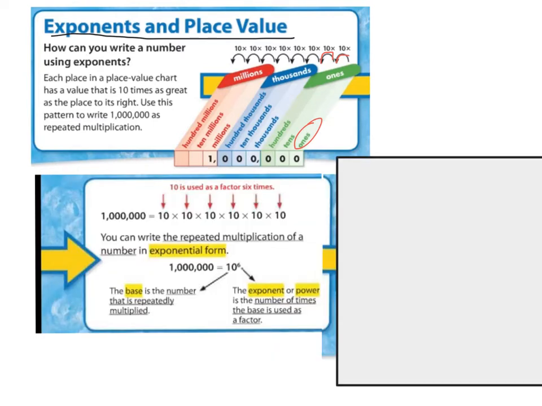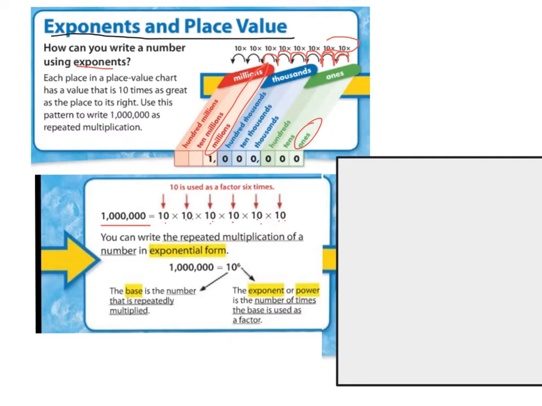So if they want us to write 1 million using exponents, first we're going to think about how many times you multiply 10 to equal it. All right, so 1 million equals 10 times 10 times 10 times 10 times 10 times 10. Well, how did they get that? I'm going to go up to the top again, and count how many times I multiply by 10 to get to 1 million. 1, 2, 3, 4, 5, 6, and now I'm at the 1 millions spot. That's how they got 1, 2, 3, 4, 5, 6 tens, and that would equal 1 million.